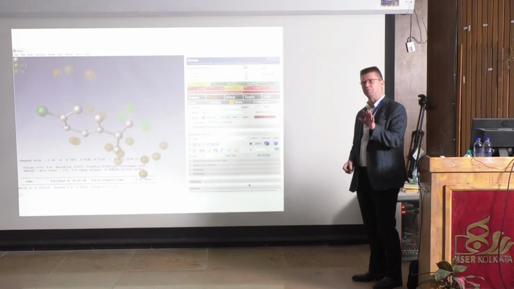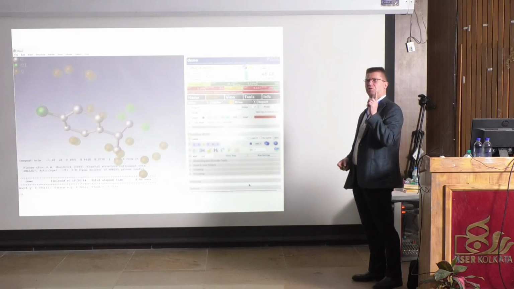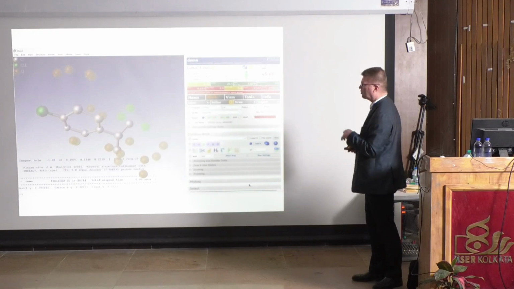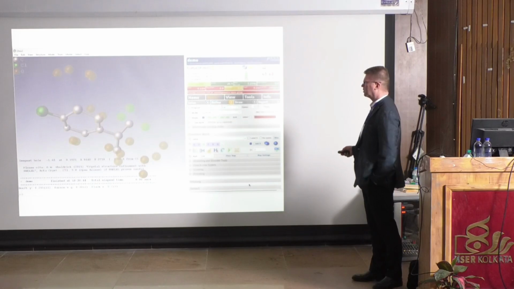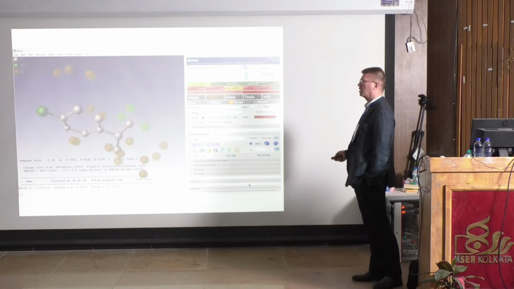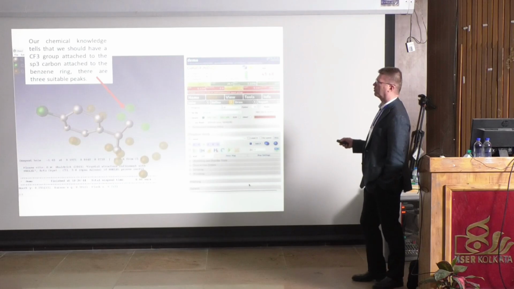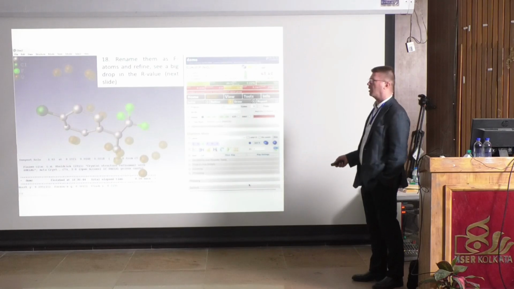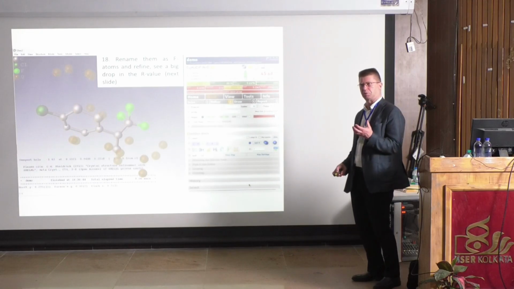And now if you look at the ChemDraw drawing, you know that there is a carbon, and to this carbon there are 3 fluorine atoms attached. So when we look carefully, we see that there are 3 brown balls in here, and I already activated them and asked the program now to change them to fluorine. So our chemical knowledge tells that there should be a CF3 group in here attached to it. So here are the suitable peaks. I already activated them, and now I change them by this knob here to fluorine. Okay, now we have that.